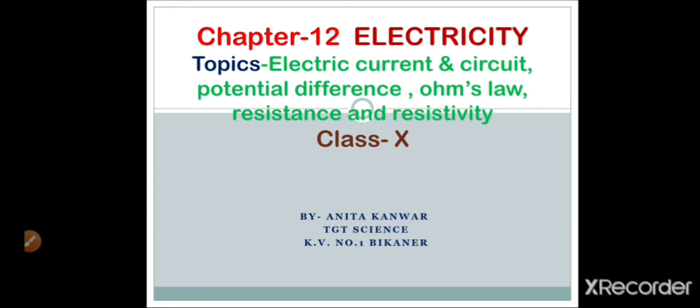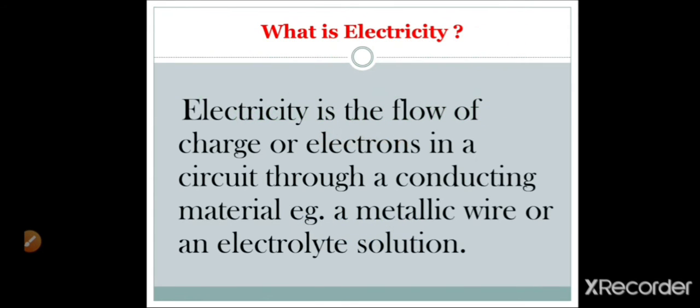So students, first of all, have a look at electricity. What is electricity? How can we define it? Electricity is the flow of charge or electrons in a circuit through a conducting material, that is a metallic wire or an electrolyte solution.